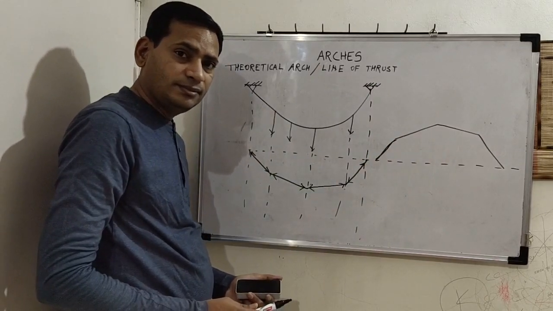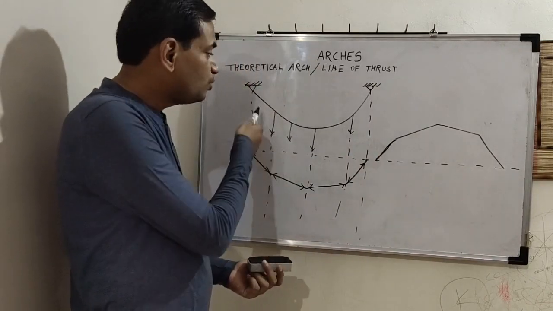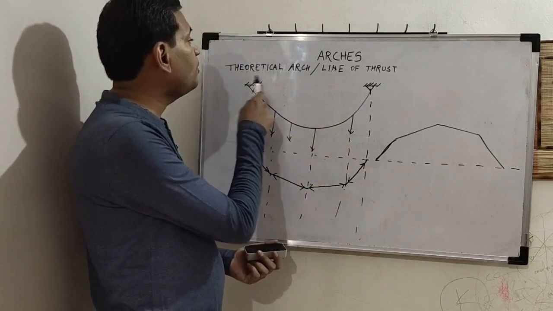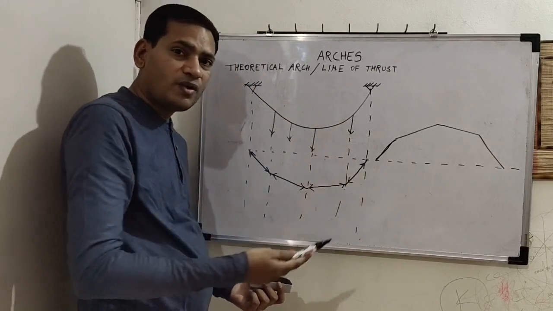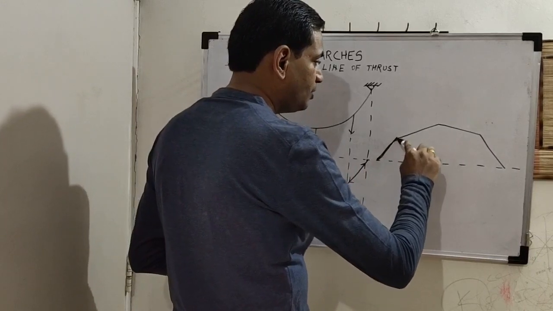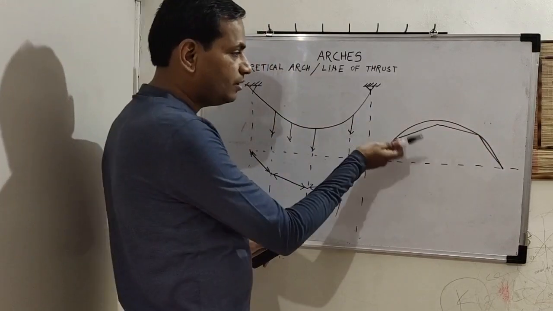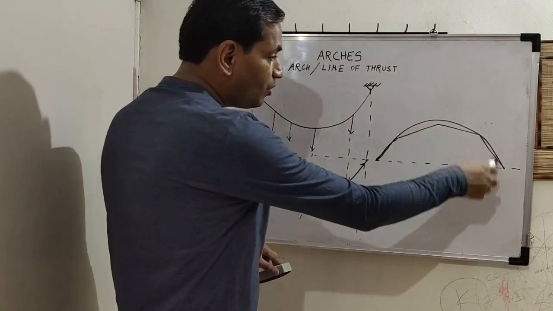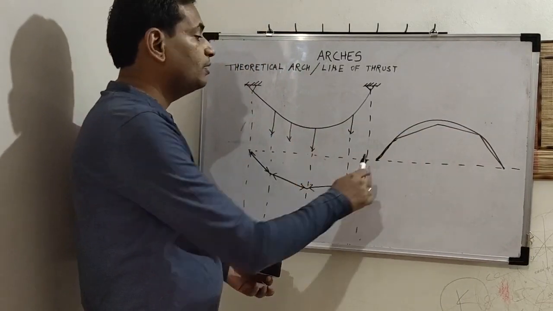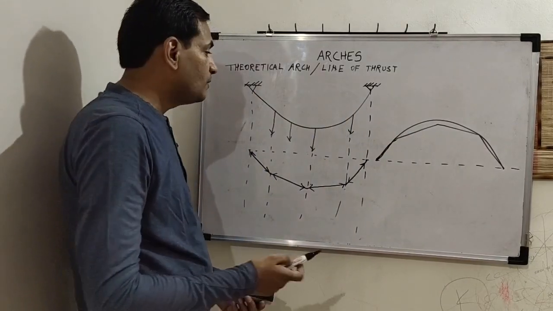Why? Because those loads are not fixed, those are moving. And the ideal or theoretical arch shape you cannot change, you will have to keep it the same. Ideal arch shape will be something like this, parabolic, which we have approximated. So this shape cannot be changed for different load positions, so that shape is known as theoretical arch or line of thrust.